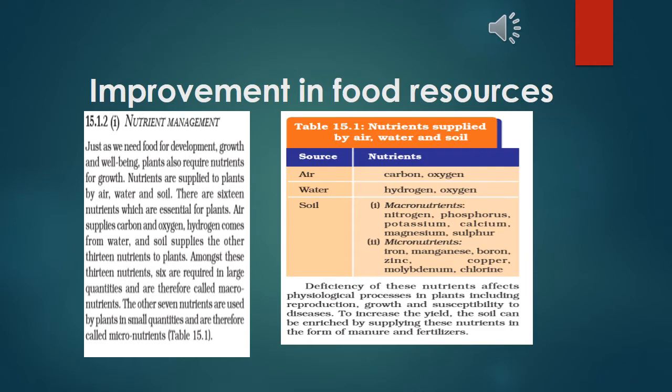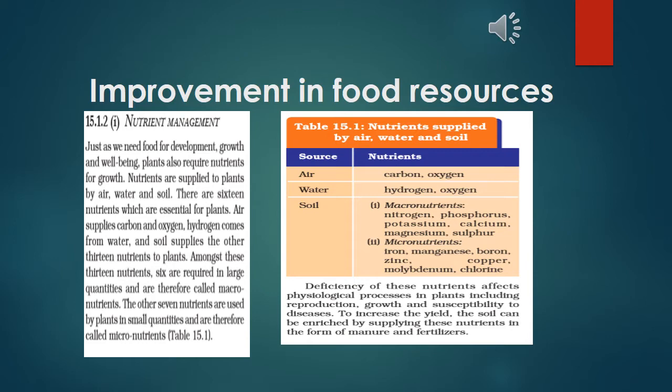Just as we need food for development, growth, and well-being, plants also require nutrients for growth. Nutrients are supplied to plants by air, water, and soil. Okay, this is a very important point. Students, see, nutrients are supplied to plants by three media: air also gives plants nutrients, water also gives plants nutrients, and soil also.